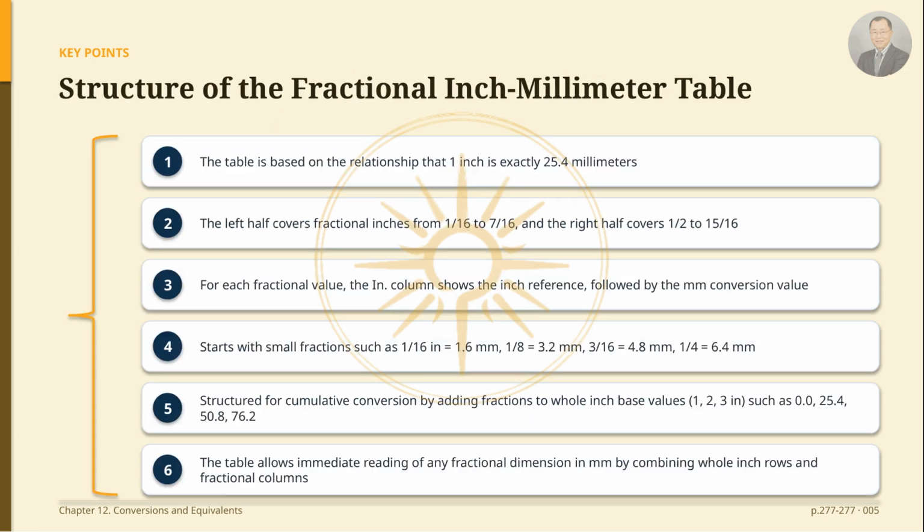This is a conversion table for converting fractional inches to millimeters. This table is constructed based on the standard that 1 inch is exactly 25.4 millimeters. For example, you can immediately check the millimeter values corresponding to fractional dimensions such as 1/16 inch being 1.6 millimeters, and 1/4 inch being 6.4 millimeters. By combining the whole inch row with the fractional column, you can quickly convert any dimension, so please find and utilize the values needed for your practical work.